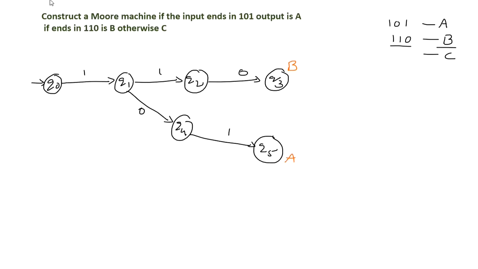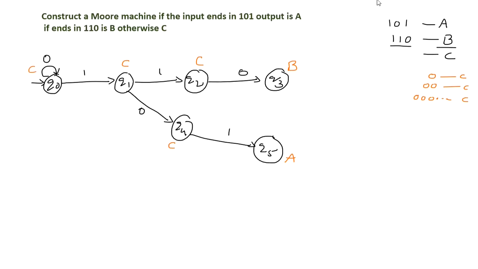If the input is only 1, it reaches the state Q1, it falls into the third case, so output is C. If the input is 1, 1, it reaches the state Q2 and it falls into the third case, so the output is C. If the input is 1, 0, it reaches the state Q4 and it falls into the third case, so the output is C. If the input is 0, the output must be C. If the input is two zeros, output is C. If input is any number of zeros, the output is C. So Q0 on 0 moves to the self state and output is C.